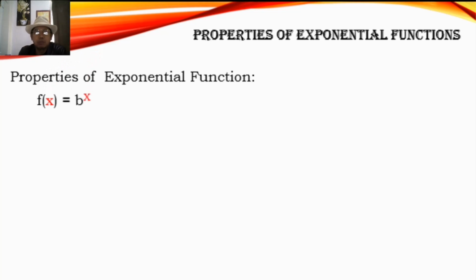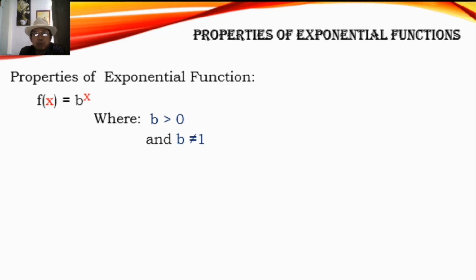We have f of x is equal to b raised to x. To understand this, we need to recall the possible values of b, which represents the base. Your b must be greater than 0, and your b must not be equal to 1. So you will notice the possible values of your base b must be greater than 0.